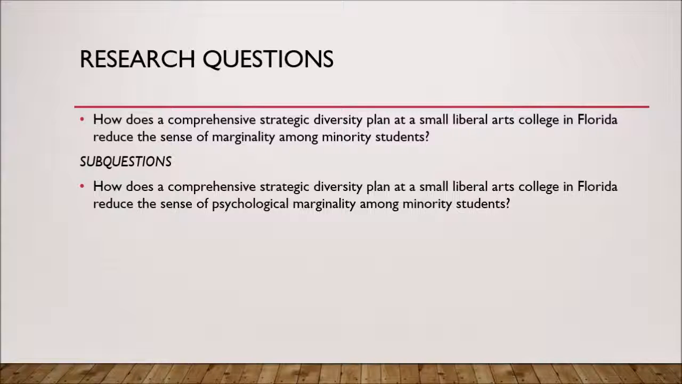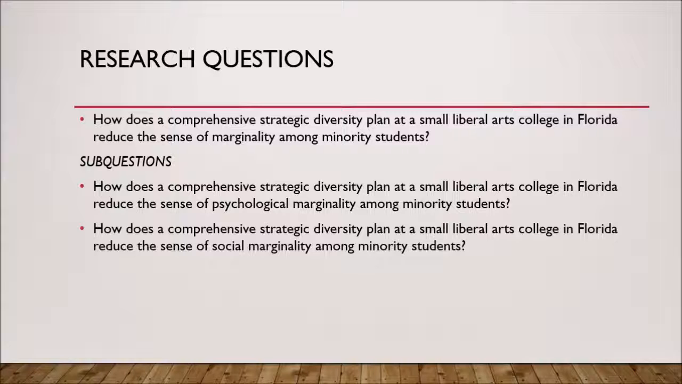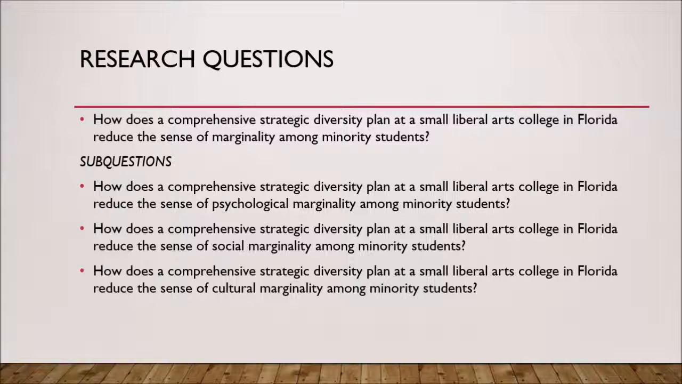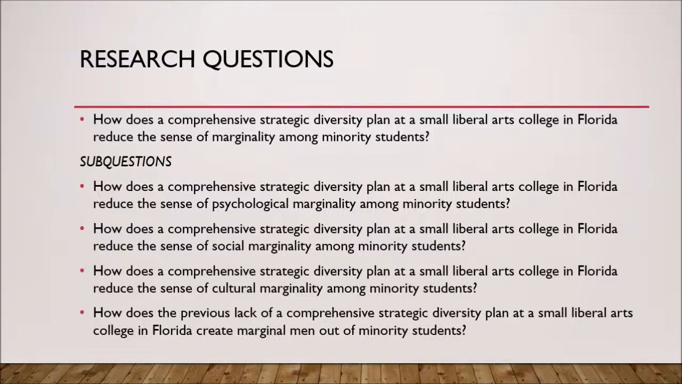Sub-questions are based on the constructs of the theory, and so we're interested in looking at how the comprehensive strategic diversity plan at the small liberal arts college in Florida will reduce the sense of psychological marginality, of social marginality, and of cultural marginality among minority students. And lastly, how does the previous lack of a comprehensive strategic diversity plan at a small liberal arts college in Florida create marginal men out of minority students? In other words, before the plan was in place, how did this increase feelings of marginality?